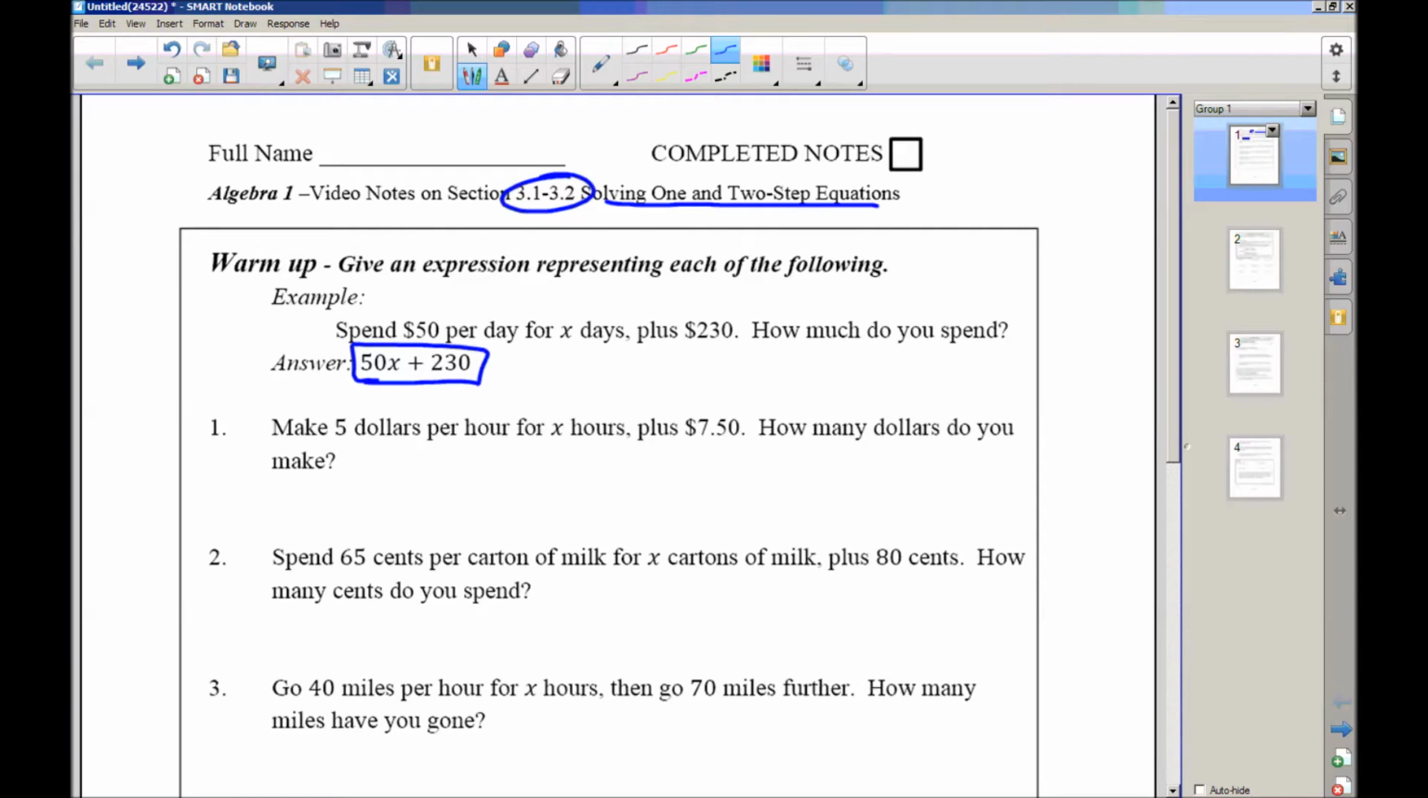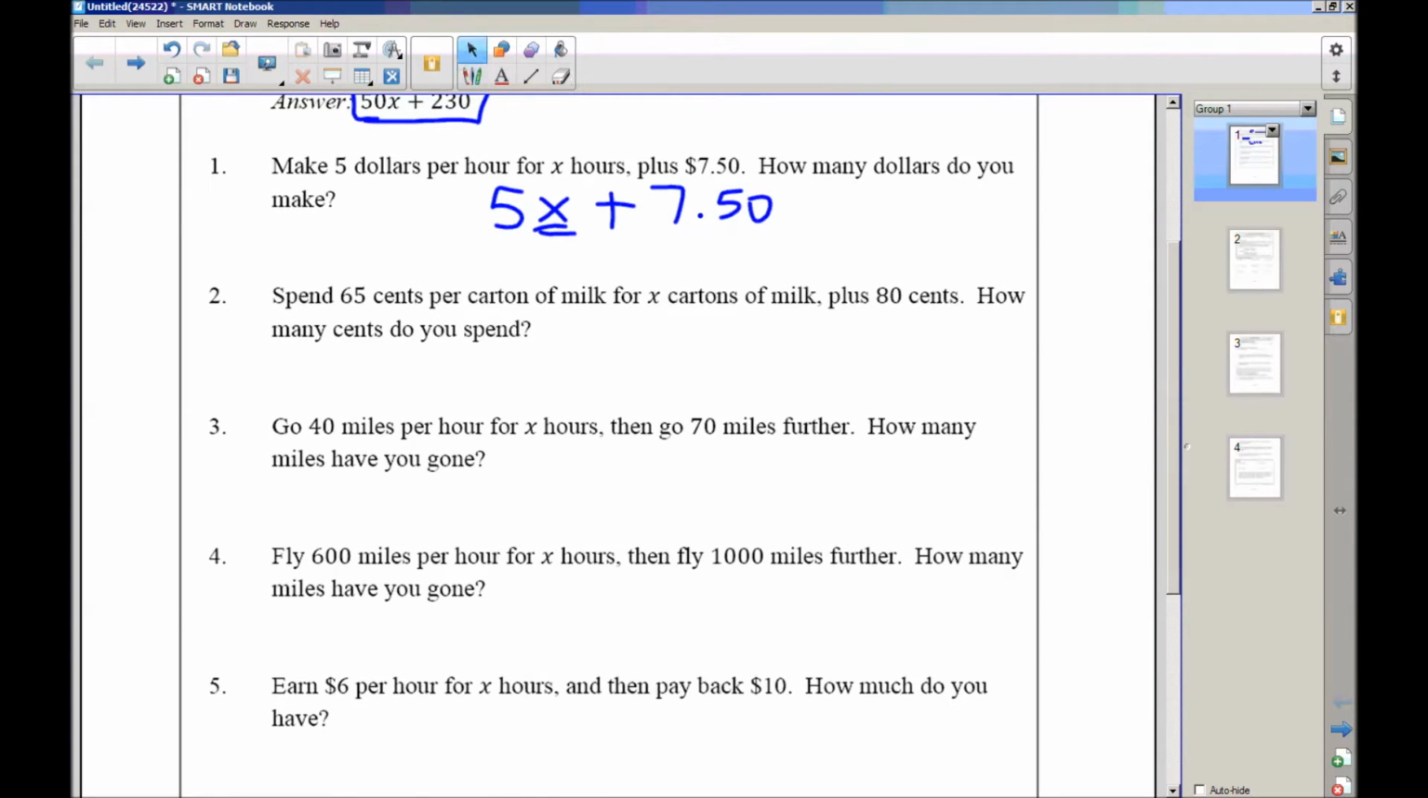number of days. All right, number one, make $5 per hour for X hours plus 750. How many dollars did you make? So that's 5 times X. You make $5 for X number of hours plus 750 extra. Okay? So for instance, we could test this and say, well, what if I work 10 hours? How much should I make? So basically, if you replaced X with 10, this would equal 5750, which is how much you should have made for 10 hours of work.